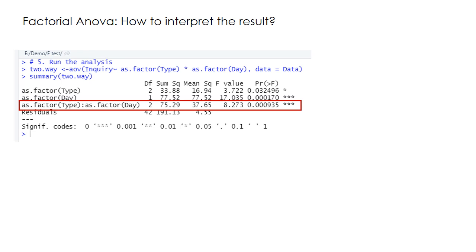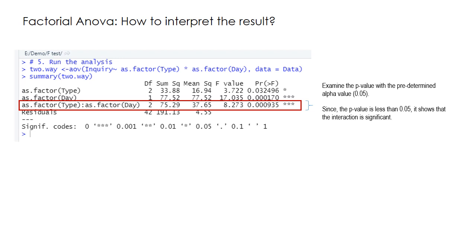Okay, so what we do is we examine the p-value and then compare it with the predetermined alpha value. Okay, so our alpha values we usually set at 0.05 or 0.01. Okay, so since the interaction's probability value, this is the interaction, is less than 0.05, it shows that the interaction is significant.